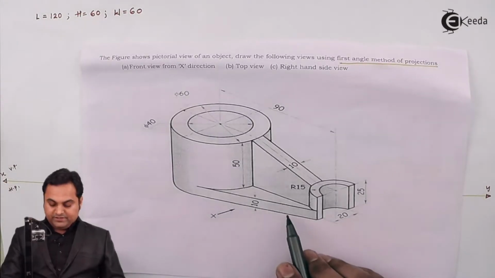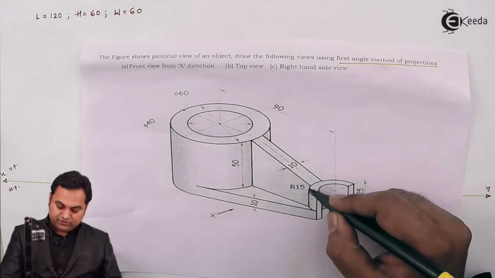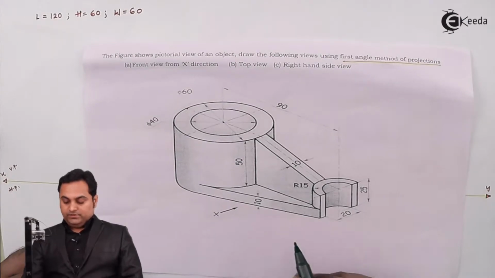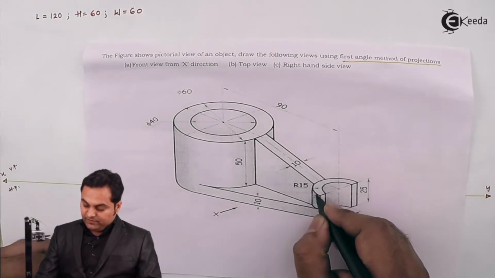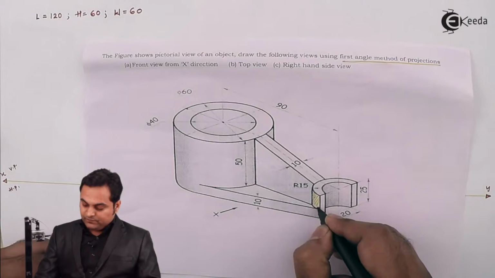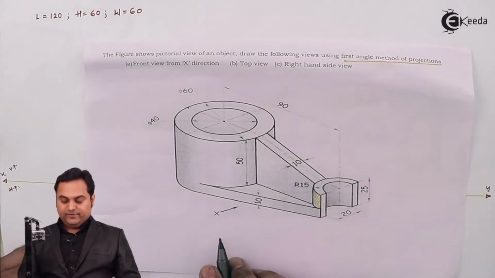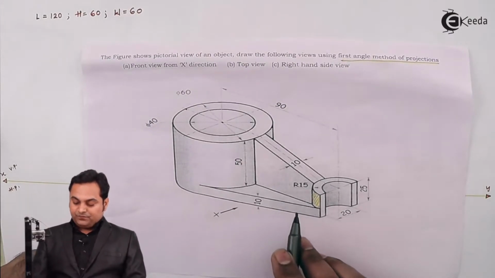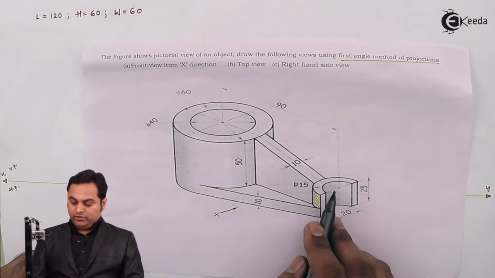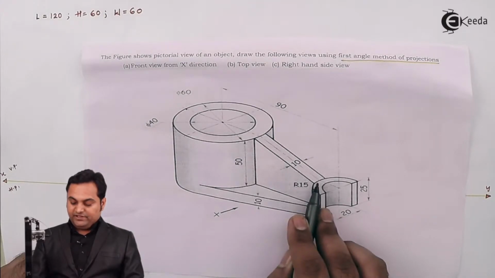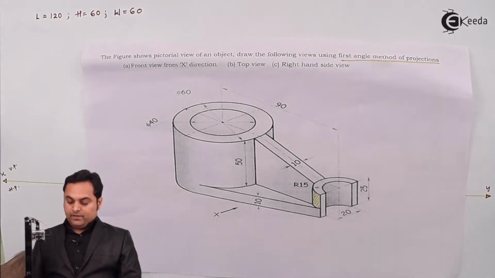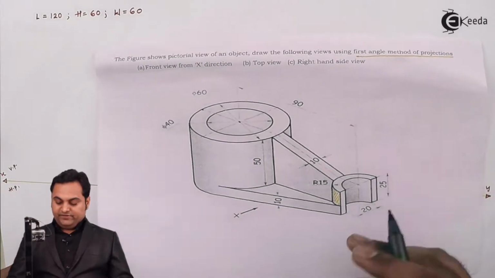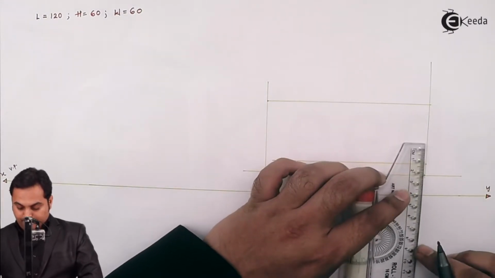Then after looking at this block, here we have a semicircular portion. Now looking in the direction of arrow X, this part of the semicircle is visible. So it is a rectangle. When we are looking along X, this semicircular part will look like a rectangle, and its length will be equal to the radius of the semicircle, which is 15, and height is 25.